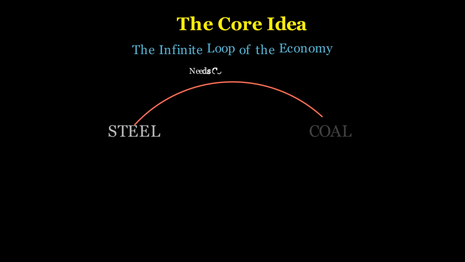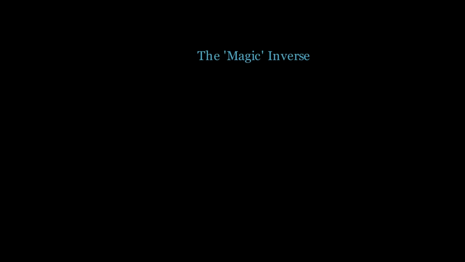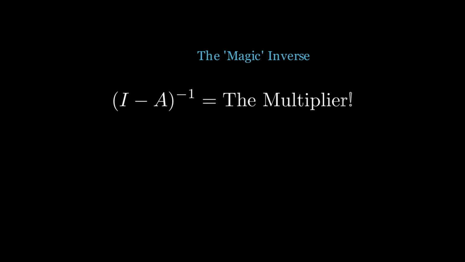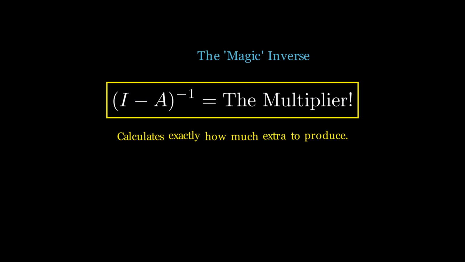So what did we really just learn? First, the economy is an infinite loop. Steel needs coal and coal needs steel. Second, that magic inverse matrix we calculated, that is the multiplier. It tells us exactly how much extra stuff we have to produce just to survive the factory process.